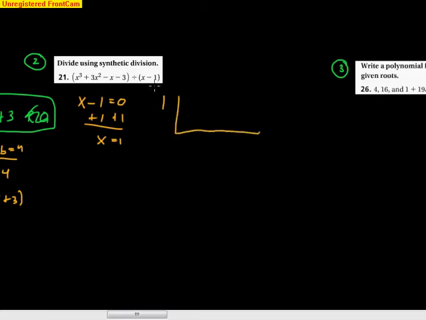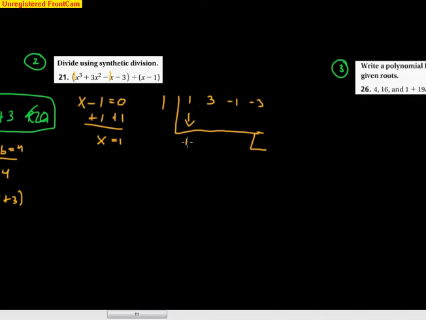This L-shaped box gets written down, and you put the coefficients of the polynomial across the top. That would be a 1, a 3, a negative 1, and a negative 3. And then I put this L-shaped box below the last number because this is my remainder box. To start synthetic division, you bring down the 1.